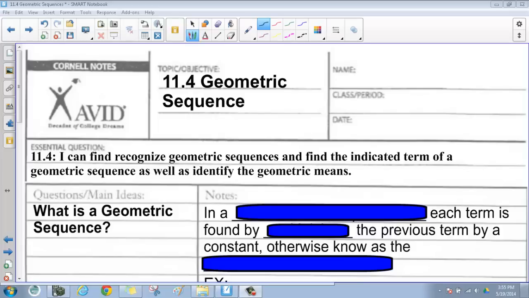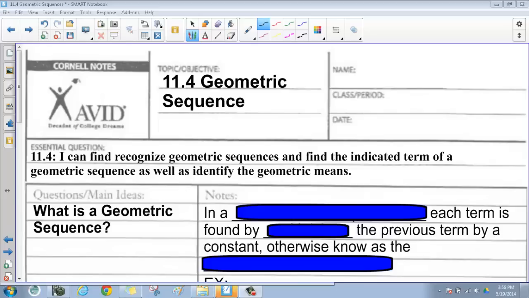Okay, we are going to start off on geometric sequences. Now, why do they call it geometric? I'm not exactly sure about the idea of geometric, but geometric sequences, what am I even talking about sometimes? Let's just get into it.